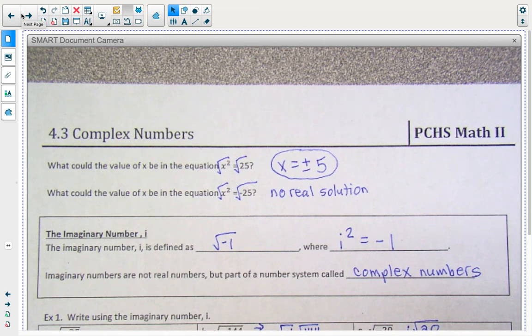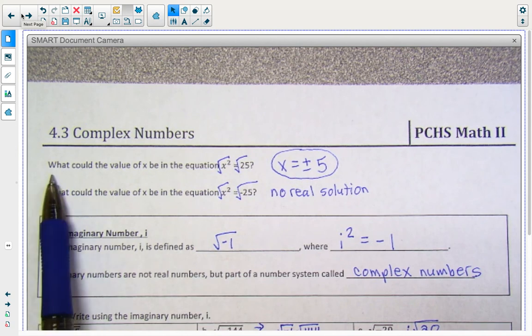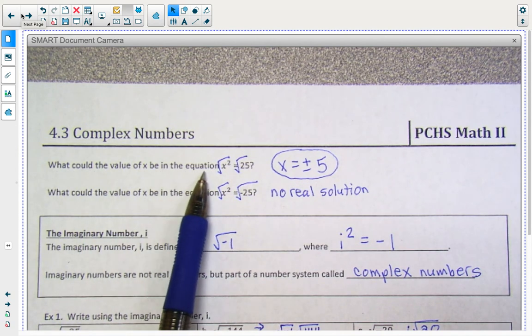Hey y'all, today we're going to take a look at complex numbers. We know about other types of numbers, but we're going to add complex numbers to our knowledge of different types of numbers. So let's start with the first question that we have up here. It says, what could the value of x be in the following equation?